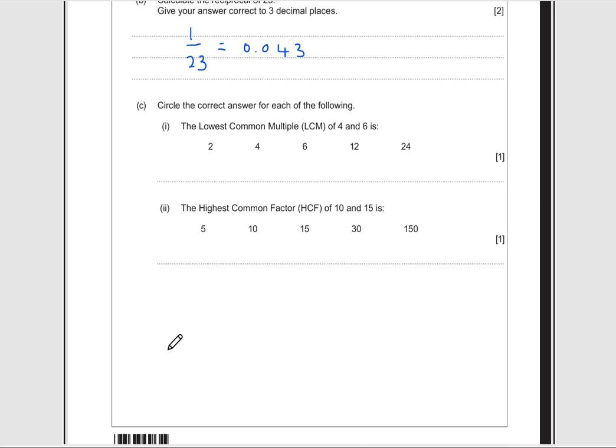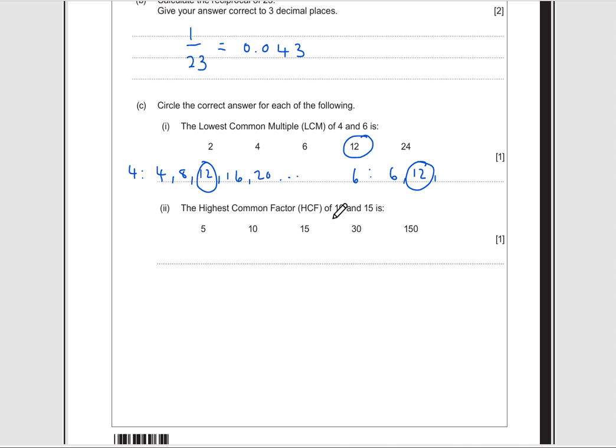Part C, circle the correct answer for each of the following. The lowest common multiple of 4 and 6 is. So let's think about multiples of 4. So it's essentially the 4 times table. Multiples of 6, we've got 6. In fact, there we go. The first number that we come to is going to be 12.